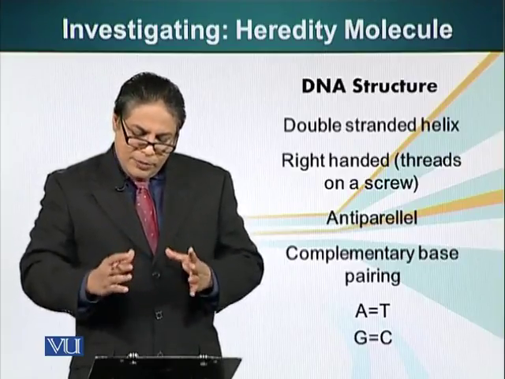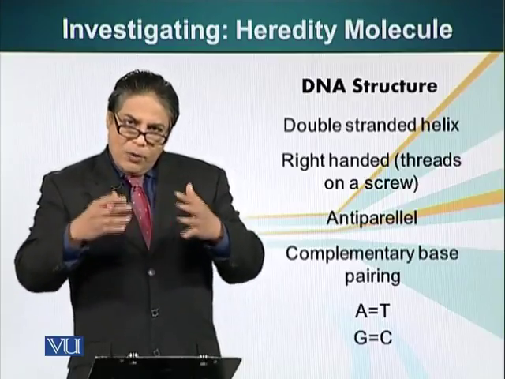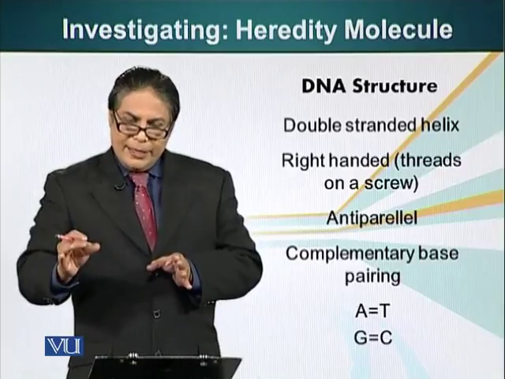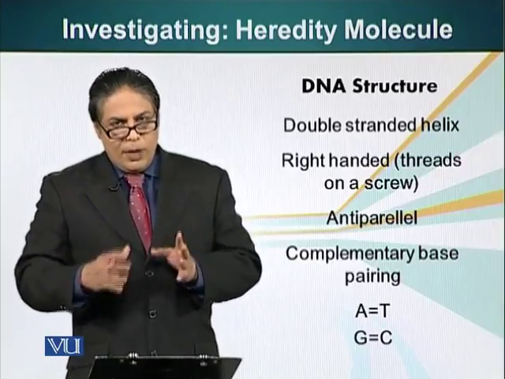They also were able to figure out that complementary base pairing, as I mentioned, A and T and G and C, allowed DNA to have a uniform length. In the next module, we'll look at the DNA molecule in more detail.